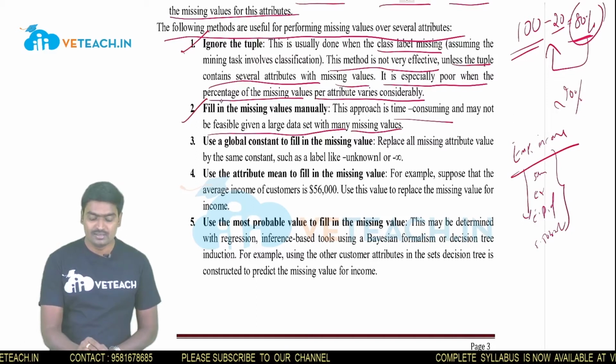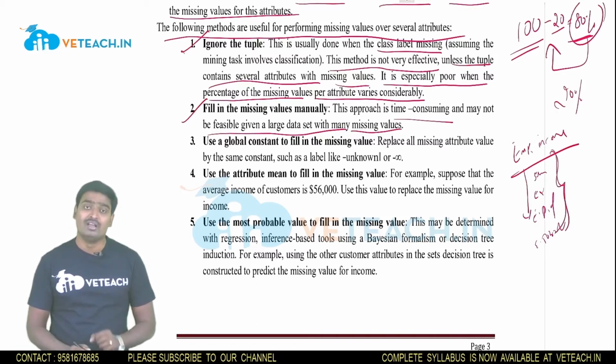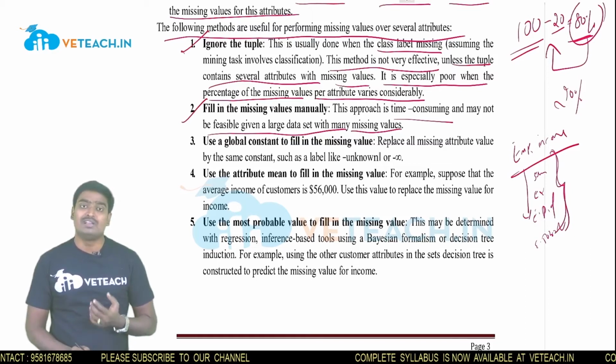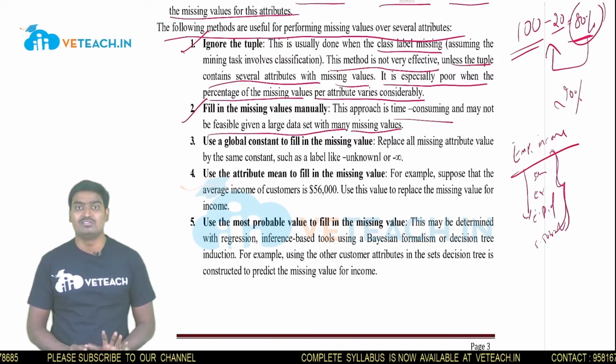So these missing values we have to enter manually, but whenever we enter values manually, they may not be feasible for the existing record. So this is the problem.